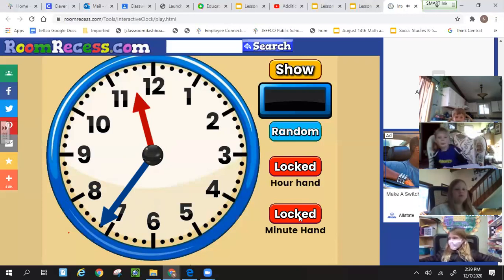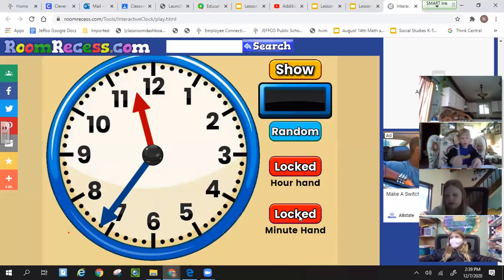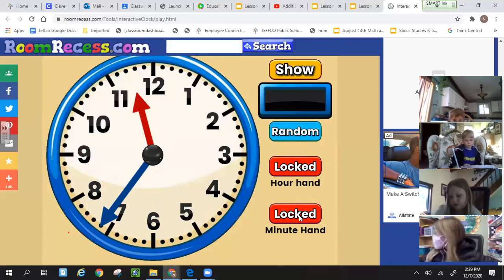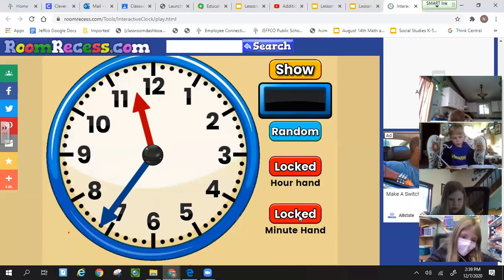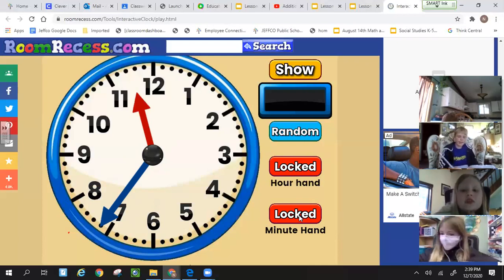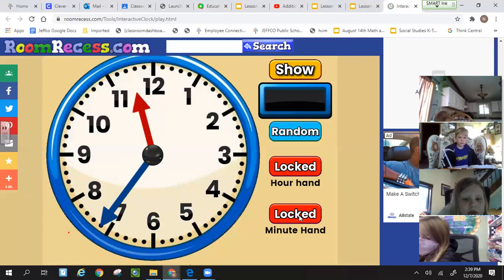Okay, what time is it? Look at that hour hand first. What two numbers is it between? Go to the lower number. And then when you get to the minute hand, the blue hand, the long one, you don't just look at the number. You have to see how many minutes have passed, starting at that 12, counting around the clock by 5s and then add on your 1s.